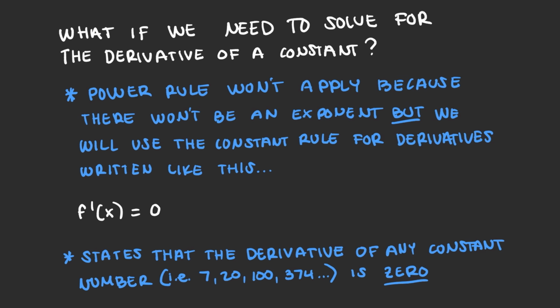Okay, so what happens if we need to solve for the derivative of a constant number? Well, the power rule won't apply. Well, it can apply, you just don't need to apply it because there won't be an exponent, but we will use the constant rule for derivatives, which is written like this: f prime of x equals 0. Incredibly simple. And all it states is that the derivative of any constant number, 7, 20, 100, 374, any constant number that's not attached to a variable or an exponent, is just going to be 0. So let's work through an example to make that a bit clearer.